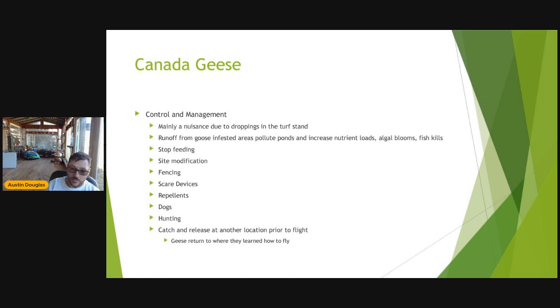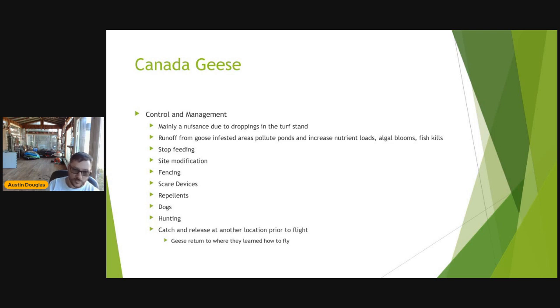And then another one that has been used, and I know this because my mom lives on a lake and they've been doing this program now for the last, I think, 5 years, is they catch and release at a different location. Why that's important is because geese will return to the area that they learned to fly. And if you can get the geese before they learn to fly, the new generation of geese, and you take them to, say, a state land property, lake, and they learn to fly there, that's where they're going to return. They're not going to come back to the lake where they were born. They return back to where they learn how to fly, which is pretty wild.